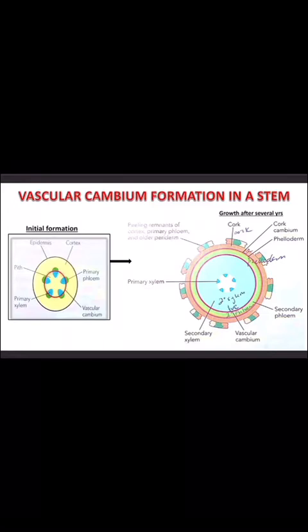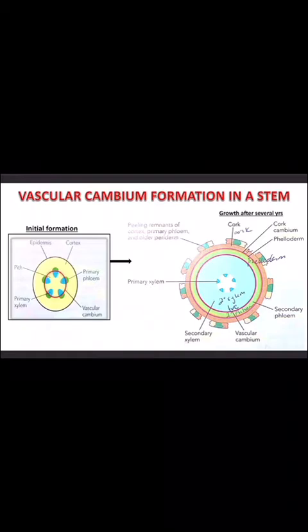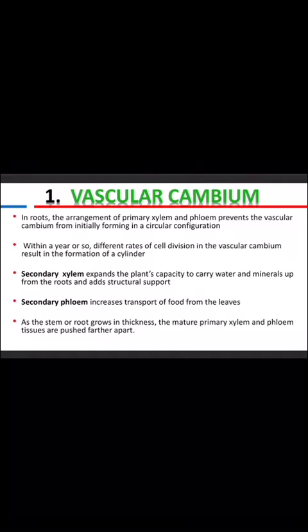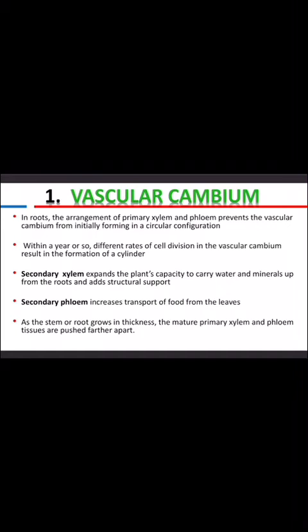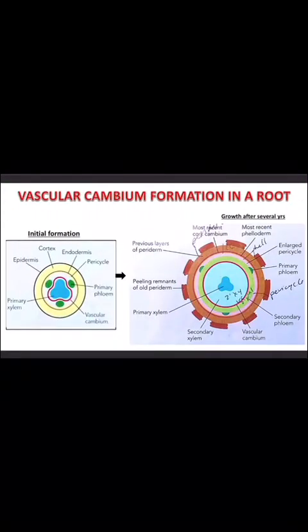You can see the ring, initial formation also. Compare with the growth after several years. Look at the girth first and look at the rings that have been formed. Secondary phloem, look at that. Secondary xylem, look at that. Phellogen, cork cambium. So many rings have been added. And the vascular cambium is mainly for secondary xylem and secondary phloem.